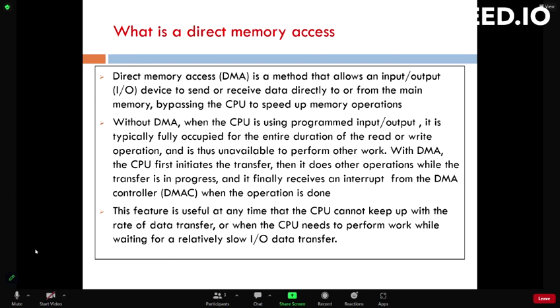With DMA, the CPU initiates the data transfer and does other operations. After the data transfer is complete, the DMA controller can send an interrupt to the CPU that the data transfer is complete. This feature is very useful if the rate of data transfer is very high and the CPU cannot keep up with it, or the I/O devices have a very slow data transfer speed.